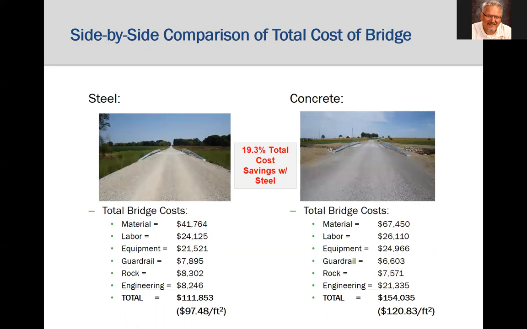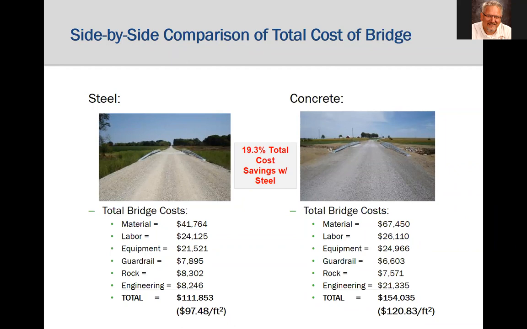However, since one is just a little bit longer, the way we can compare bridges is to divide by the area of the deck surface. And if we do that, the steel bridge comes out to be 97.5 bucks per square foot, and the concrete bridge comes out to be $120.83 per square foot.